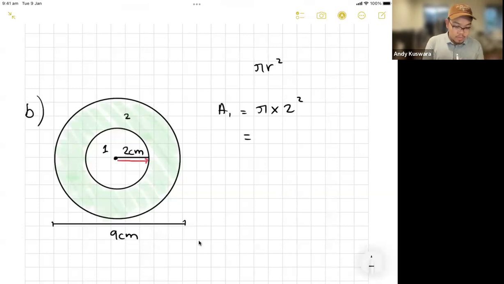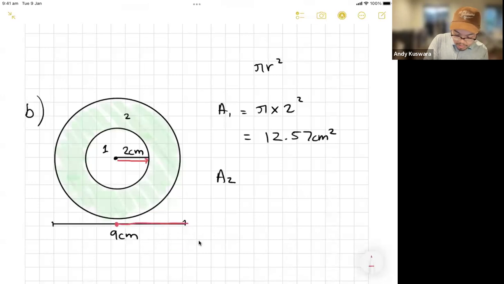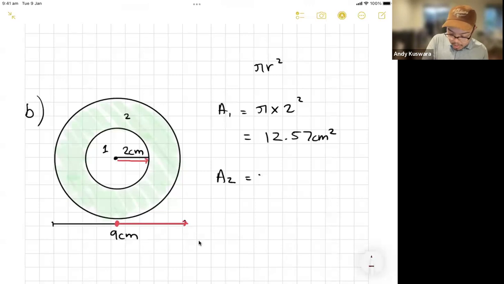Pi times 2 squared gives us, and I know I want to answer to one decimal place, but for now I'm going to answer to two decimal places. So it should be 12.566, which rounds to 12.57 centimeters squared. Let's find area 2 now. With the bigger circle, technically my radius is not the whole 9 centimeters, it's actually 4.5. So for this one, it should be pi times 4.5 squared.